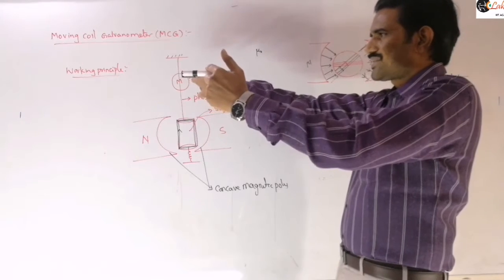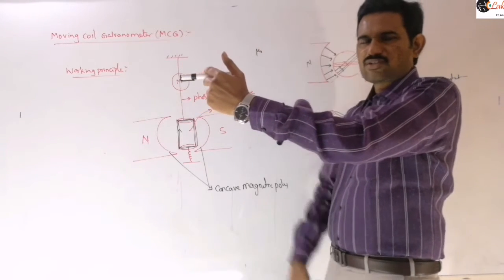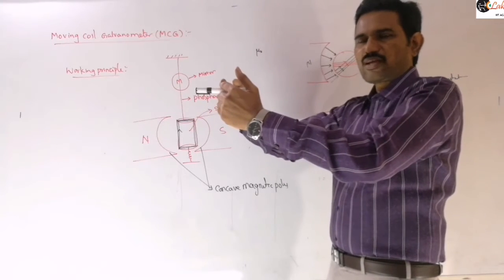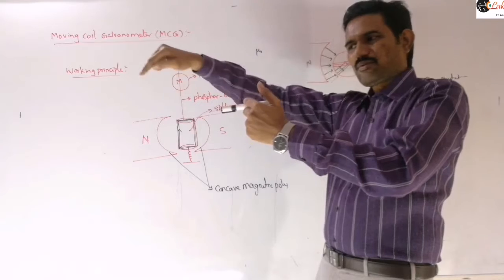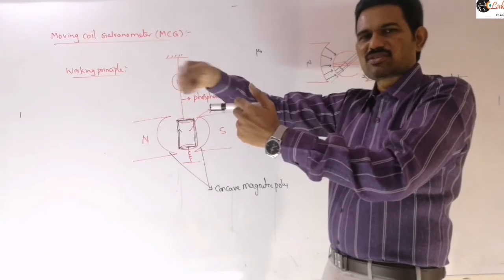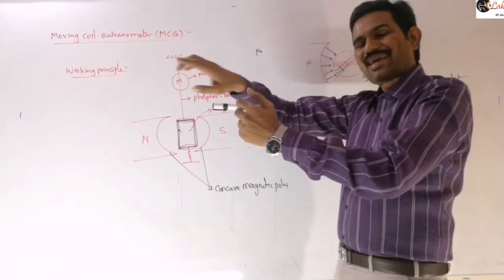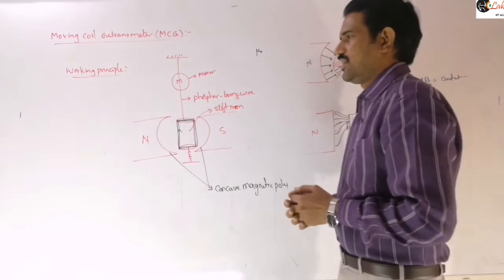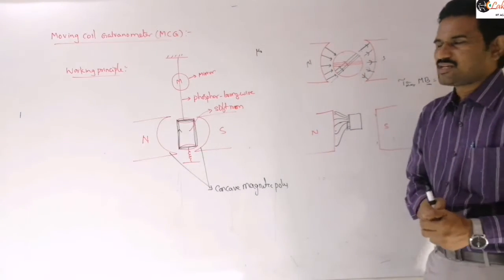When we focus this light onto this mirror, the reflected light will reach the scale at one point when there is no deflection. Once any deflection is there, the reflected light will reach the scale at some other point. So by measuring this distance, and the distance of the mirror from the lamp, we can estimate how much angle it is turning. Such a lamp and scale arrangement will be there.